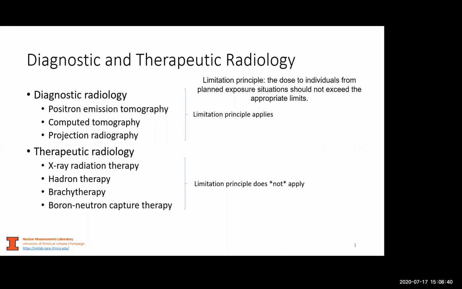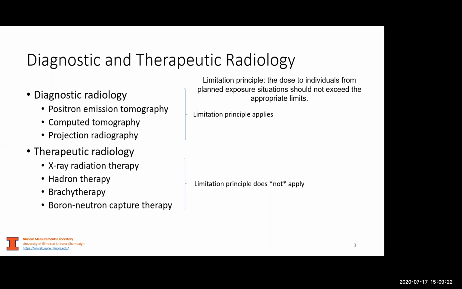So let me give you a quick overview of the use of ionizing radiation in medicine. These can be classified in two main branches. The diagnostic branch, where we use, for example, positron emission tomography or computed tomography to analyze the anatomy of the body and of the tissues, and also the functionality. And then therapeutic radiology, that encompasses X-ray radiotherapy, as well as hadron therapy, brachytherapy, and boron neutron capture therapy, to name a few examples.